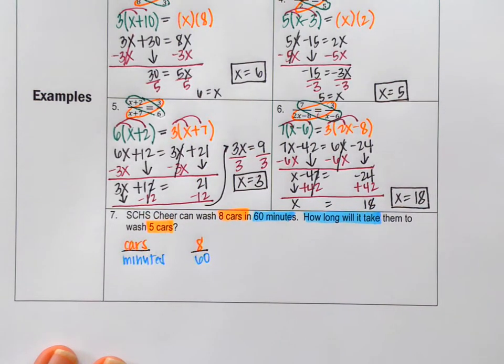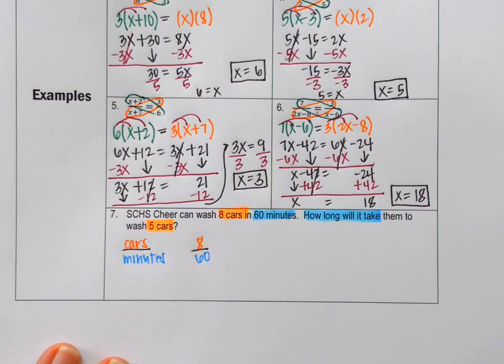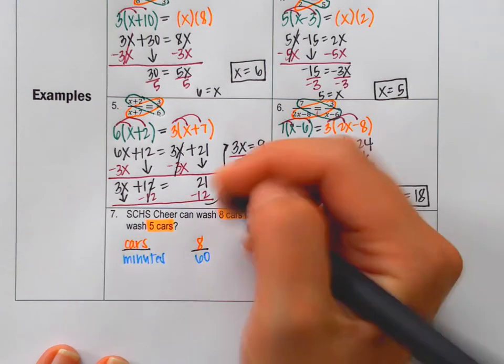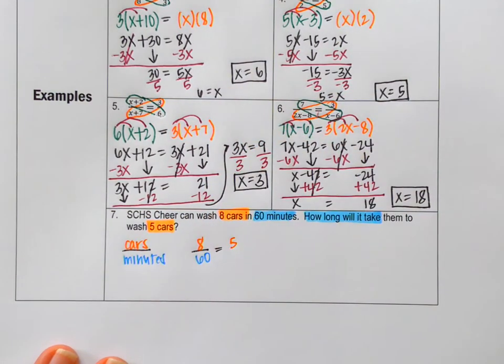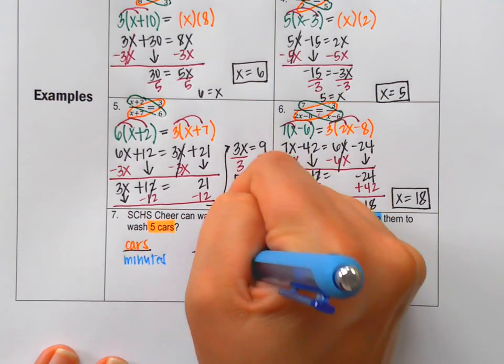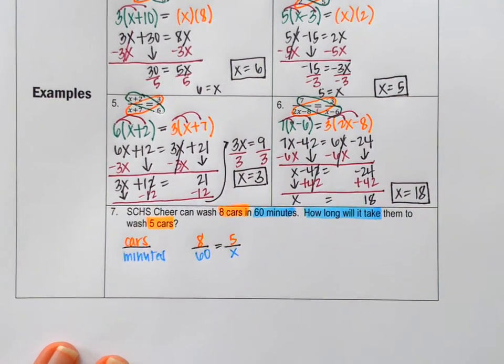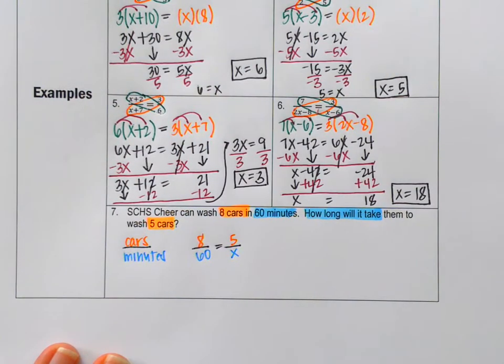And so if they're working at the same consistent rate the whole time, what I now want to figure out is how long will it take them to wash 5 cars. So we know that there's the 5 cars on top. But what we don't know is how many minutes that will take. So we make that the variable. And now I have something set up just like I did on 1 and 2. I can cross multiply.